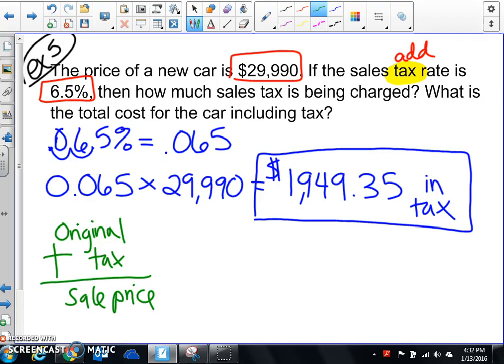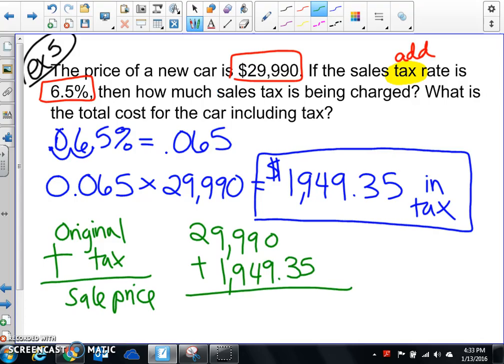So I take the original, which was 29,990. I add 1,949 and 35 cents, and I should get $31,939.35 total.